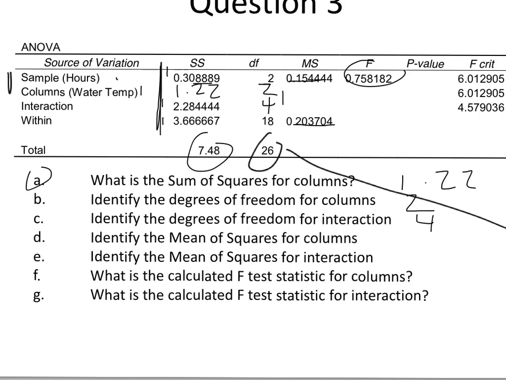And then the mean of squares for columns is part D. And in part D, we're going to divide 1.22 by 2. So that's this row right here. So 1.22 divided by 2 is 0.61. Okay, so 0.61. And then the mean of squares for interaction, we're just going to repeat that same type of procedure here. We're going to divide 2.28444 by 4. And we get 0.571.